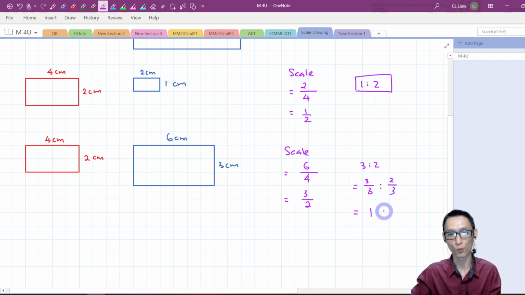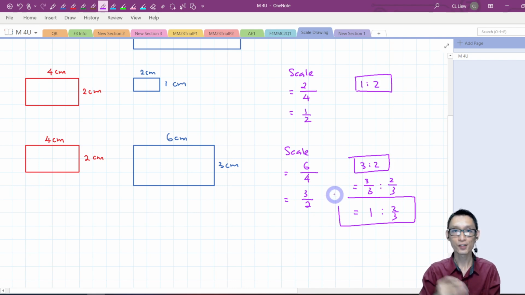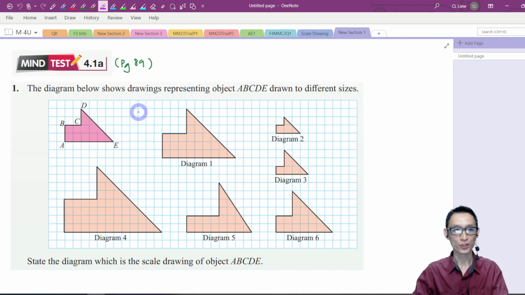Then we will get 1 is to 2 over 3. Okay, this is how we find the scale of a scale drawing. Okay, let's try this question. This question is taken from your textbook, page 89.